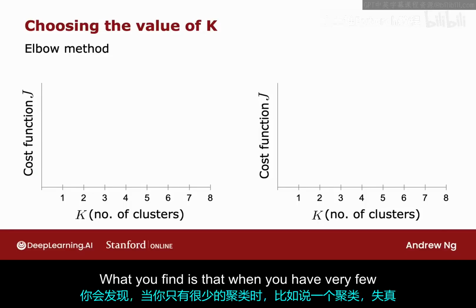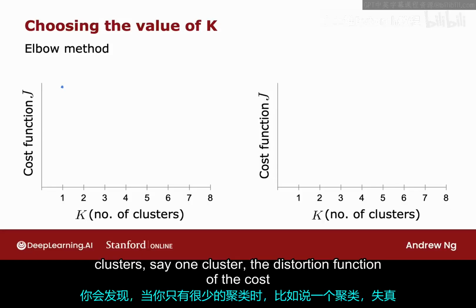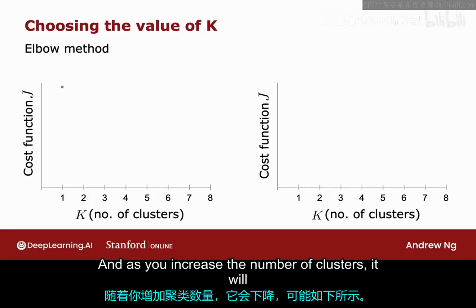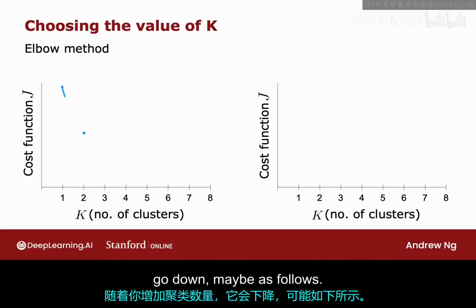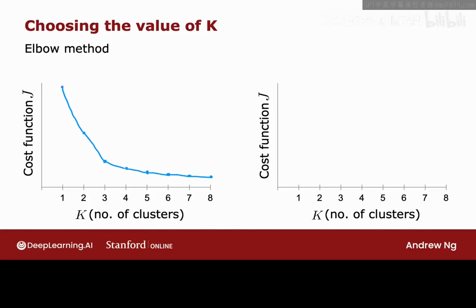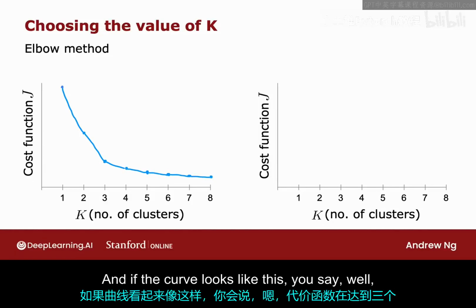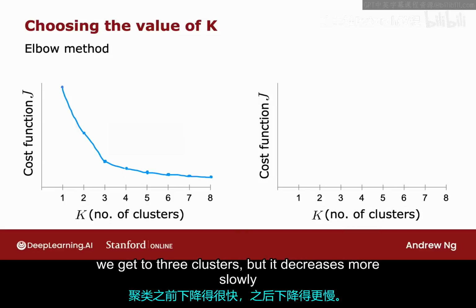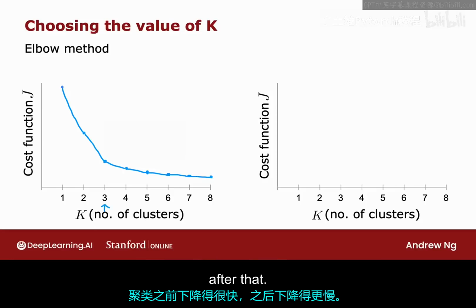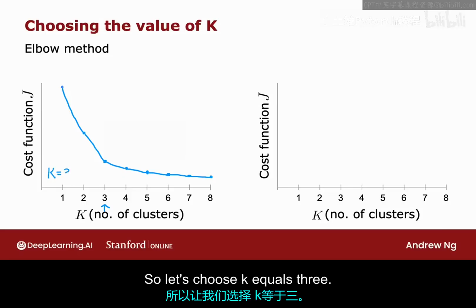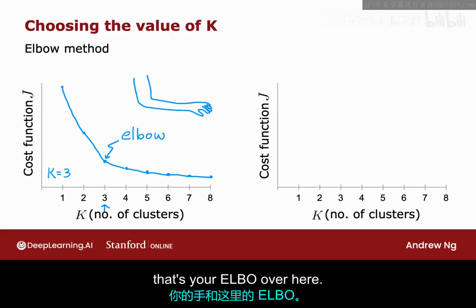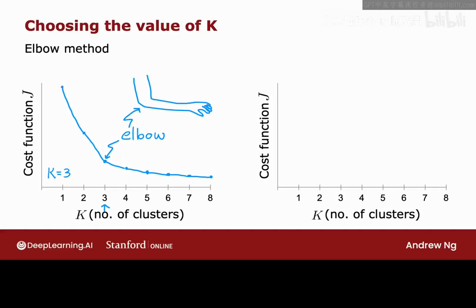What you find is that when you have very few clusters, say 1 cluster, the distortion function or the cost function j will be high. And as you increase the number of clusters, it will go down, maybe as follows. And if the curve looks like this, you say, well, it looks like the cost function is decreasing rapidly until we get to 3 clusters, but the decrease is more slowly after that. So let's choose k equals 3. And this is called an elbow, by the way, because think of it as analogous to that's your hand and that's your elbow over here.